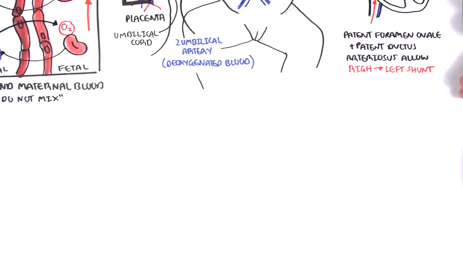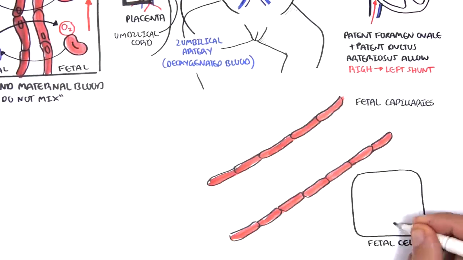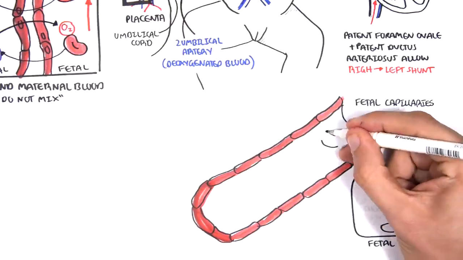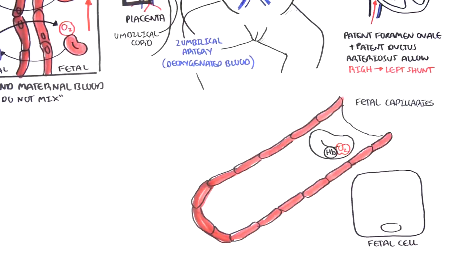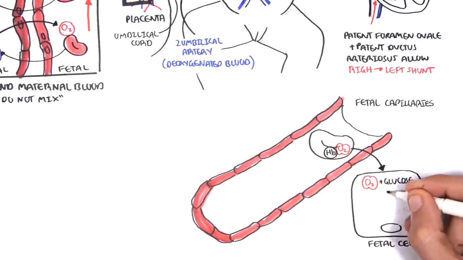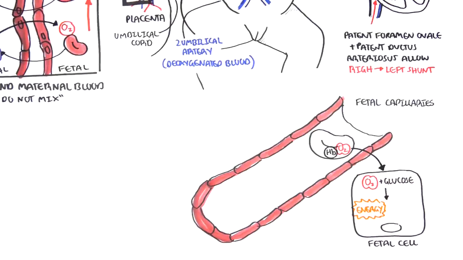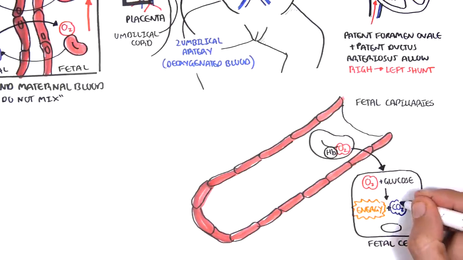So here is the fetal capillary. Here is a fetal cell. Let's just say it's a skin cell. And here is the red blood cell of the fetus, which contains hemoglobin, the molecule that carries the oxygen. Now, once in the fetal tissues, so let's just say the skin or whatnot, oxygen will detach from hemoglobin and will go into the fetal tissue, the fetal cell, and it will undergo a reaction together with glucose to produce energy for the cell and also produce carbon dioxide and water, H2O, as well.